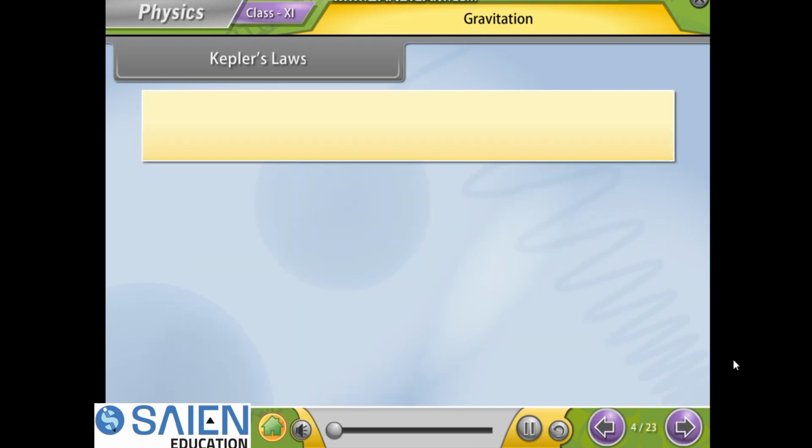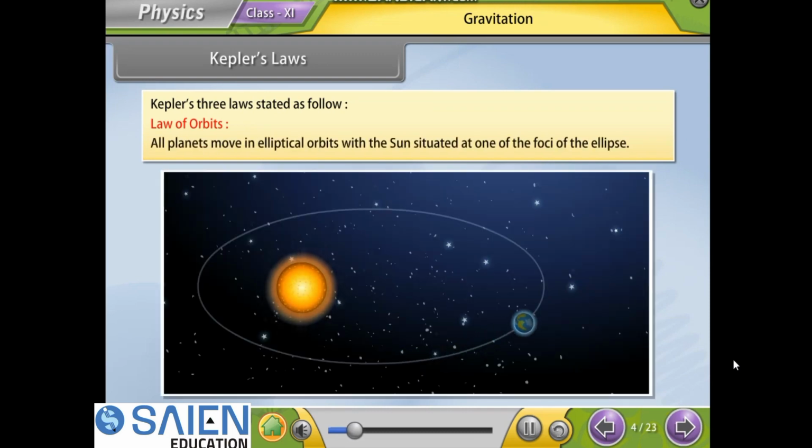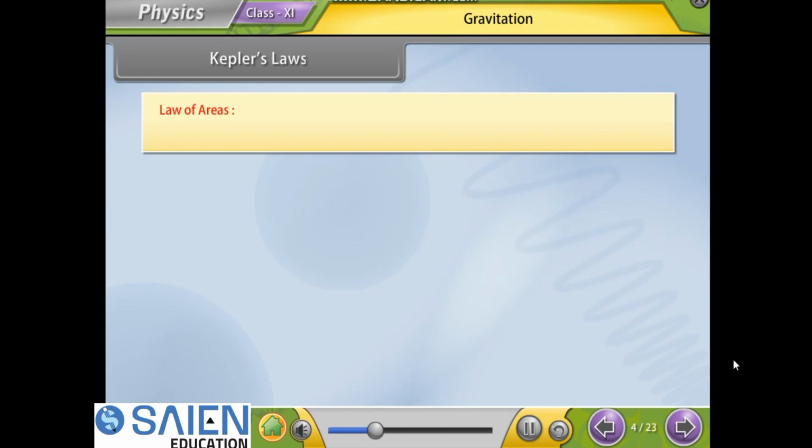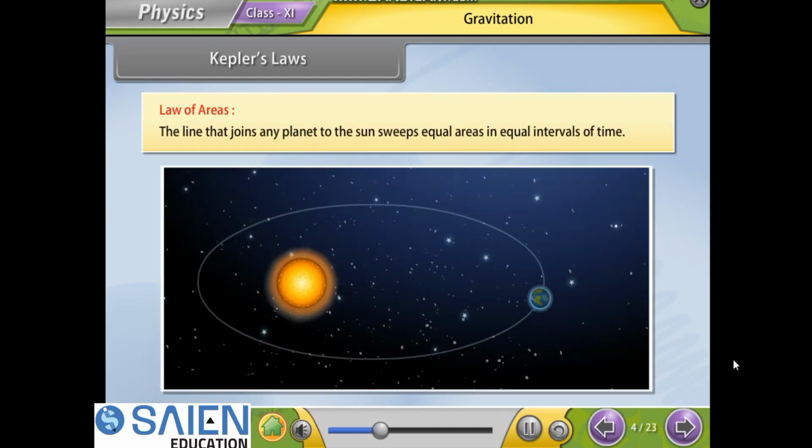Kepler's laws. Kepler gives three laws. They are stated as Law of Orbit. All planets move in elliptical orbits with the Sun situated at one of the foci of the ellipse. Law of Areas. The line that joins any planet to the Sun sweeps equal areas in equal intervals of time.